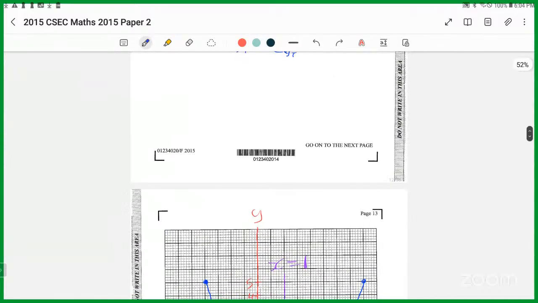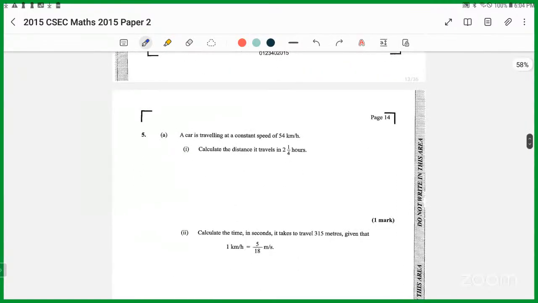Alright, so finish this one. Did I give you number 5? Number 5 can be a ratio question. Yes, I gave you 5, A and B. Let's do it. We don't do speed-time graphs yet. It's speed and distance, but we can do this question like a ratio.